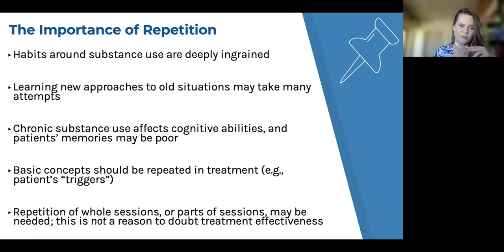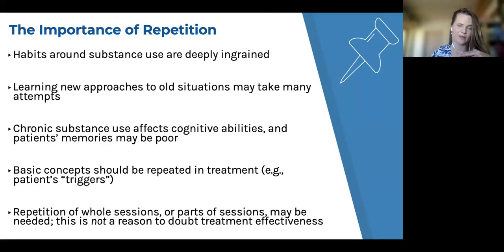It's also important to remember that chronic substance use is likely to affect people's cognitive abilities, particularly their memory. So there's a very concrete reason to make sure you get the repetition in there, particularly with key principles. And something you want to communicate directly to the patient is that it is not a sign of failure when you need to repeat perhaps even whole sessions and certainly parts of sessions. It doesn't mean that treatment isn't working for them or that they're not doing enough in treatment. That is a very common way that it goes with CBT for relapse prevention.